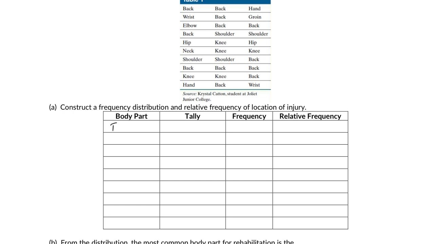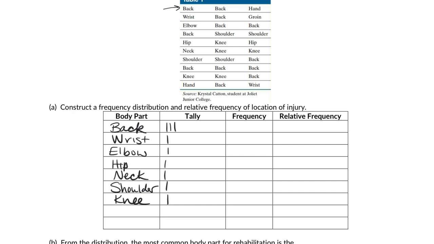The first body part I see listed on this table is the back, and I see it at least one time. I'm starting to read this right here, and I'm going to go straight down. So what's the next body part? Wrist. And I'm going to put one tally because we've seen wrist one time. What's next? Elbow. We'll put a 1. But then we have back, so I'm going to put a second tally next to back. See how we're just tallying them up? After elbow, we had back, and then we have hip. And then we have neck. Then we have shoulder. Oh, and then back, so another tally up there. And then the knee. And then the hand.